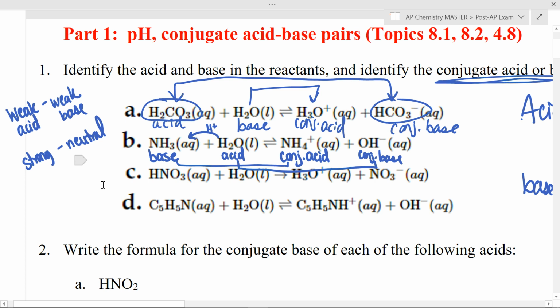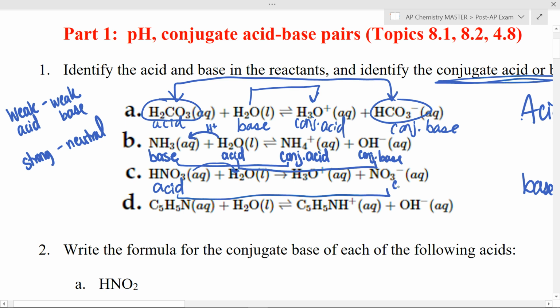Okay, so let's look at this one. In this case, it looks like HNO3 is giving a hydrogen to water. So HNO3 is the acid. And HNO3 is one of my strong acids. So its conjugate base over here, NO3 minus, is actually going to be neutral. Applying that rule we just discussed, the conjugate of a strong acid is going to be neutral.